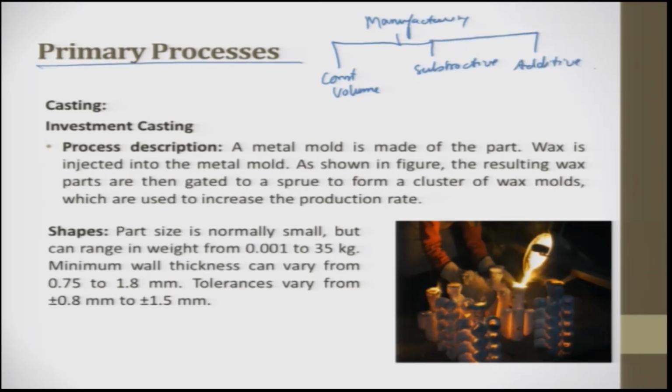Okay. In constant volume, I can apply heat, which is nothing but casting. I can apply force, which is nothing but metal forming. Here heat is to melt. Okay. Then heat I can do to do a treatment, heat treatment. Here the shape is not changed, the size is not changed, only the microstructure is changed.